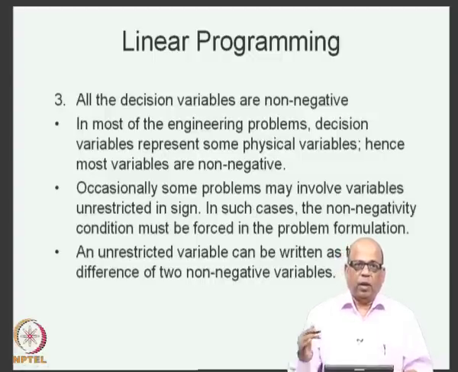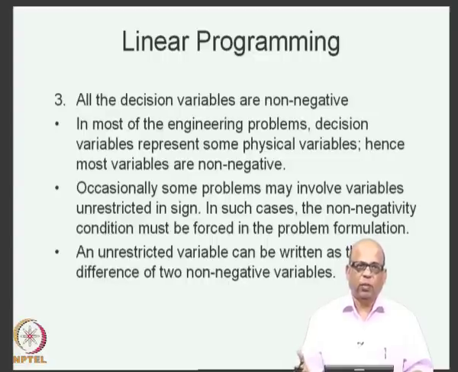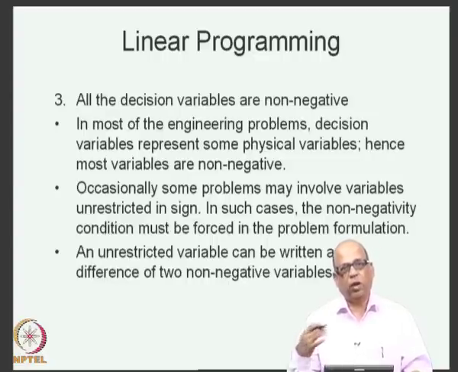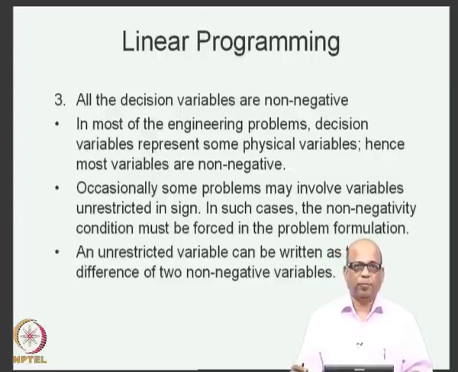Then the last requirement is that all the decision variables must be non-negative. So, we looked at the objective function, we wanted the objective function to be maximization. If your objective function is minimization, you can convert it into maximization by looking at minus f of x. If you are looking at minimize f of x, you can look at maximize minus f of x.